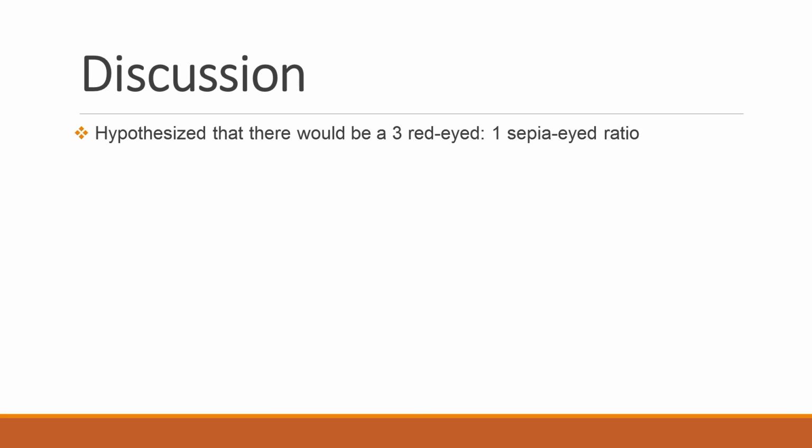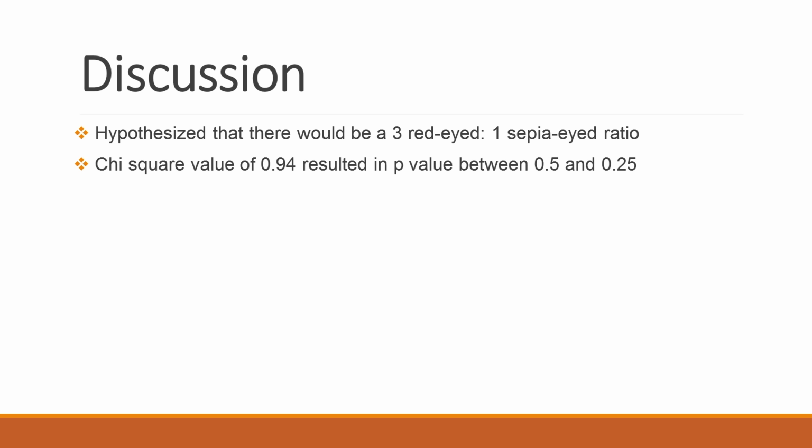We hypothesized that there would be a 3 red-eyed to 1 sepia-eyed ratio. Our chi-square value after our experiment was found to be 0.94, and this resulted in a p-value between 0.5 and 0.25. This meant that our observations were significant and supported what was expected.